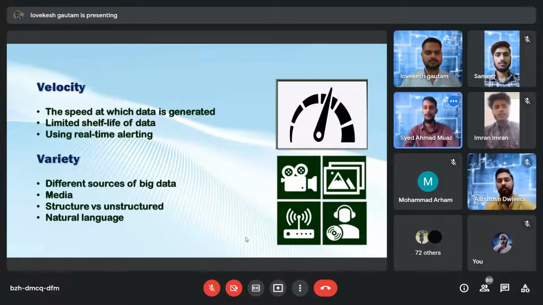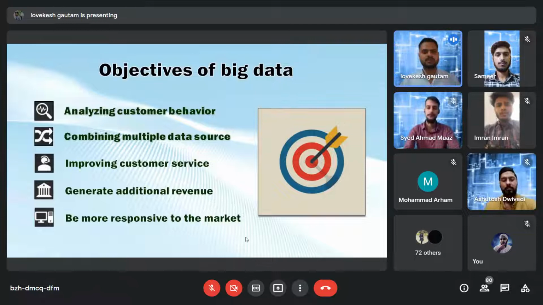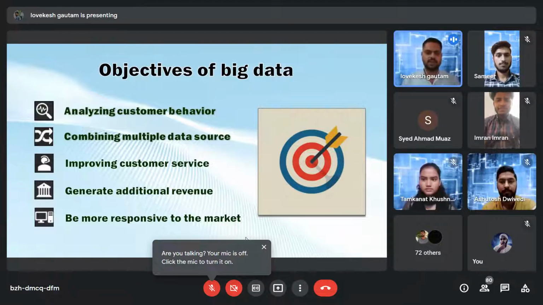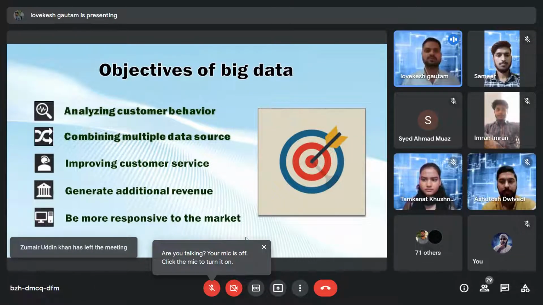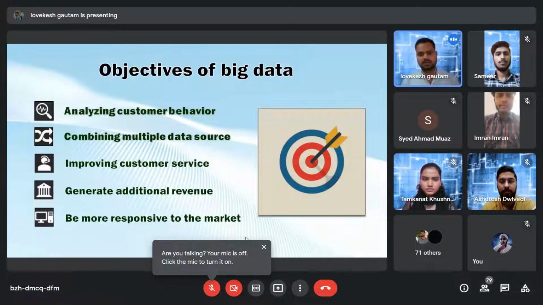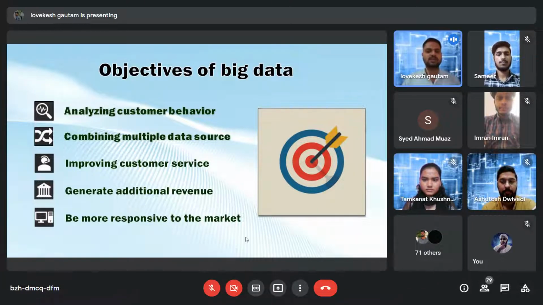Now over to Lavkesh. Now I will be covering the objective portion of big data, that is, how big data serves the major objectives of businesses. The first one is analyzing customer behavior. As we know, today each search, voice command, and major purchase can be recorded, and every organization today maintains profiles of their customers. From that data, hidden patterns can be drawn out, and in this way, customer behavior can be analyzed.